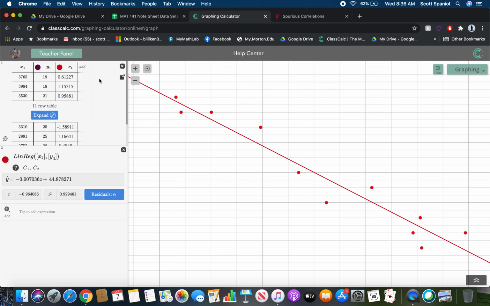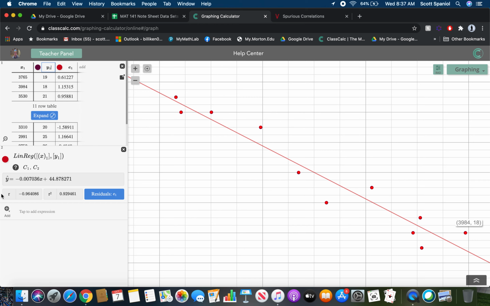For example, let me see if I can find this point. It's going to be hard because I can't really read what these values are, but actually, I could just click on one. If I click on this one, that's 398418. Its residual is 1.15315. That just means it's 1.153 above where it's predicted to be by this line. So the actual value was 1.153 above its predicted value, which is what this line's doing. We'll talk more about that in the next section, but I thought I'd point out what those mean.